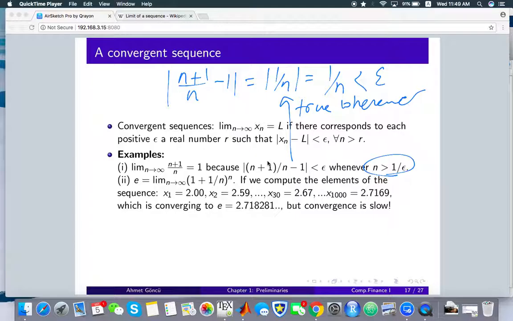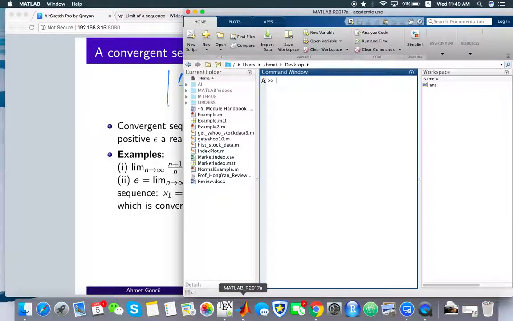And you can think about other examples, like the exponential e. This is the limit of (1 plus 1 over n) to the power n as n goes to infinity. So you can actually compute the elements of this sequence numerically also. So let's do a very quick plot in MATLAB to see the convergence behavior of this function.